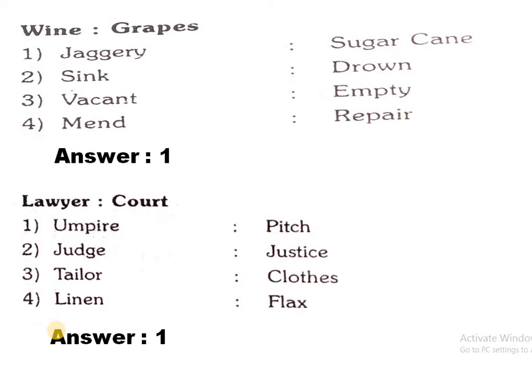Wine, grapes. Wine is made of grapes. Similarly, jangri is made of sugarcane. Sink is not relevant here. Vacant, empty is not a relevant word here. Mend, repair is not a relevant word. Jangri is made of sugarcane, so it is suitable here. So the correct answer is jangri, sugarcane.